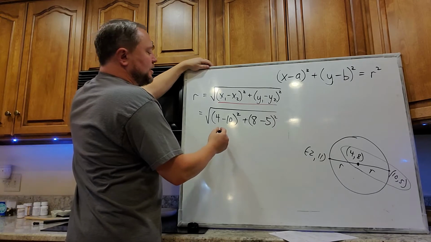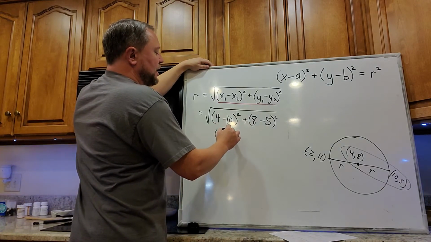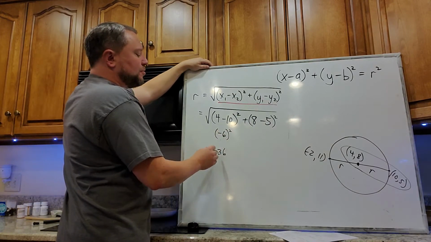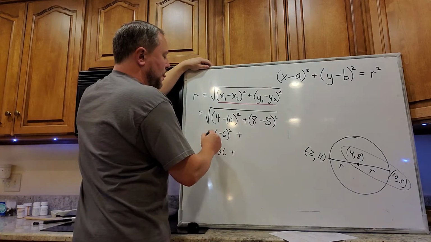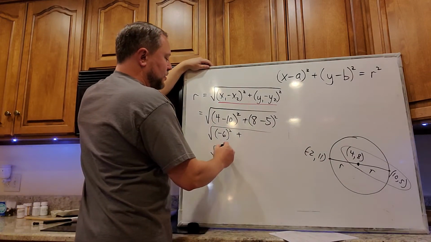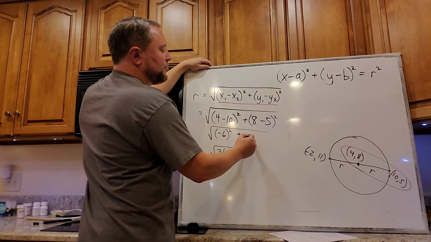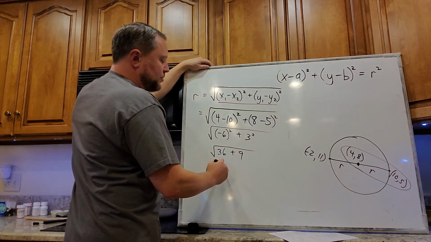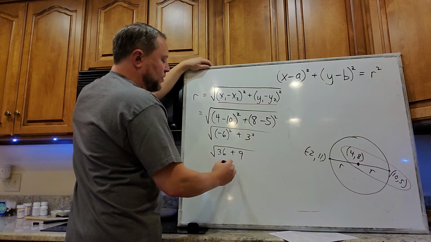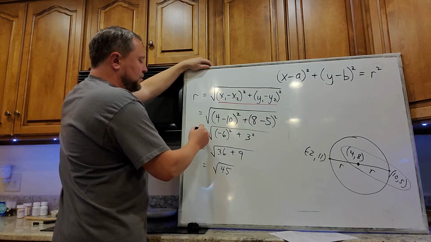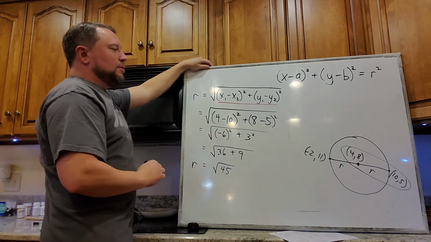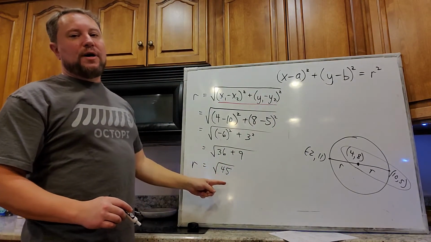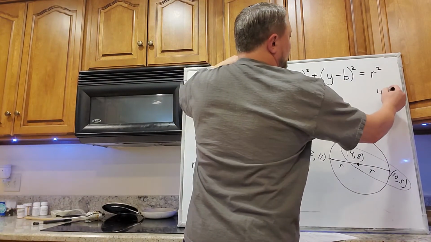4 minus 10 is -6, but as soon as you square a negative, it becomes a positive. So -6 squared is positive 36. 8 minus 5 is 3. 3 squared is 9. 9 plus the 36 gets me up to 45. So our radius is the square root of 45. That means the radius squared would not be the square root of 45, but just 45.